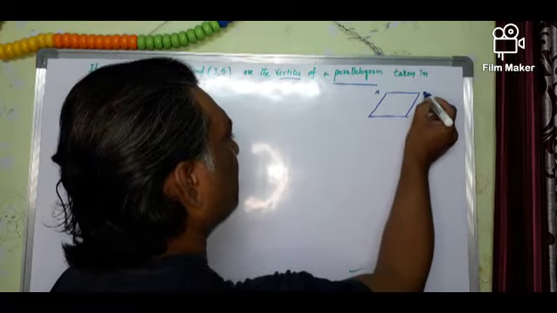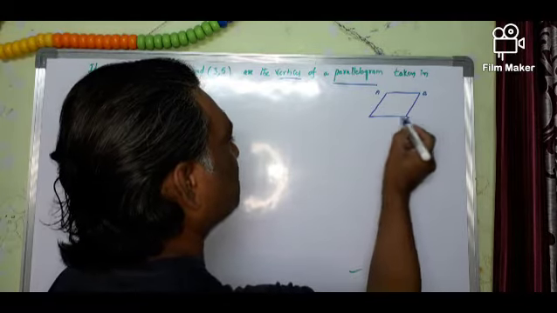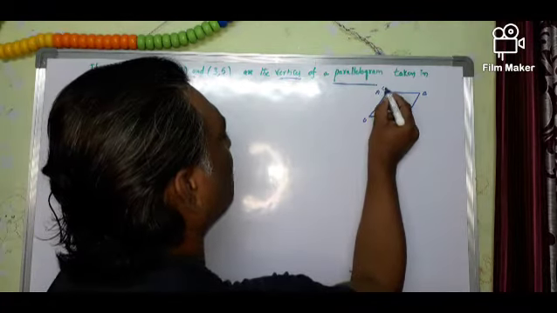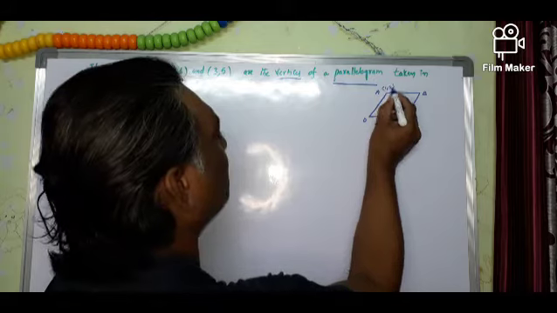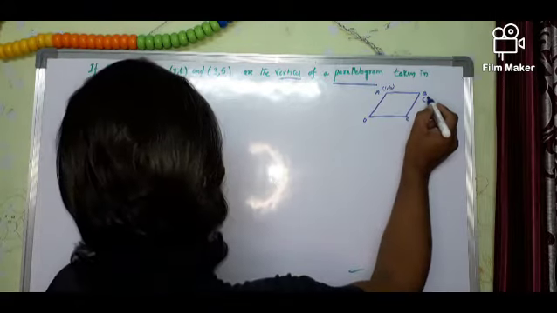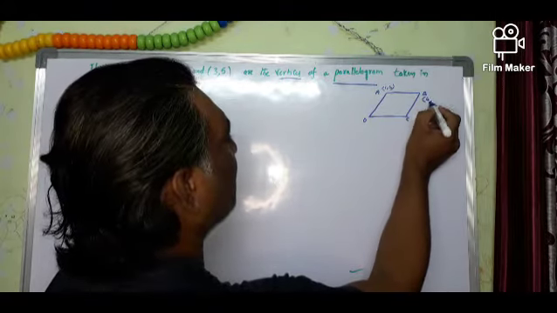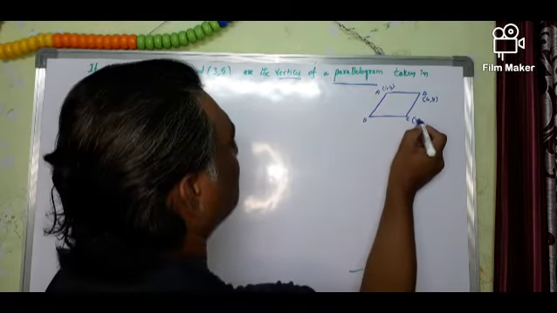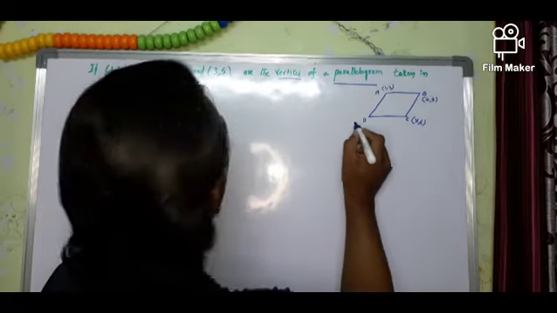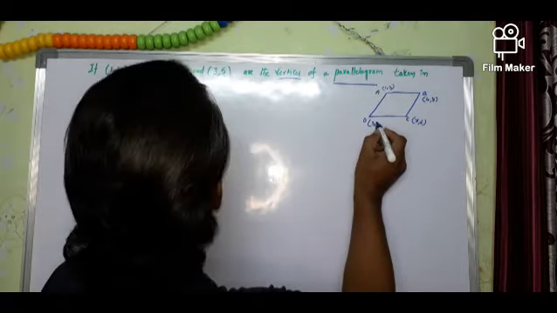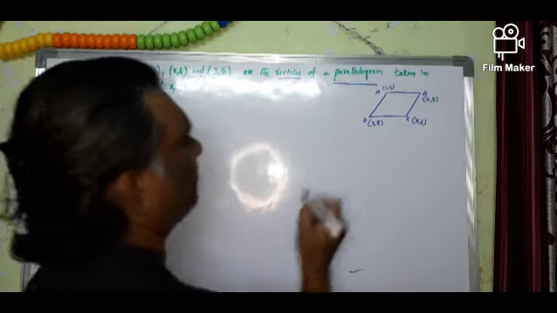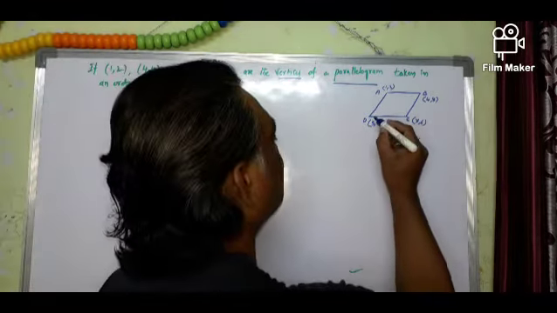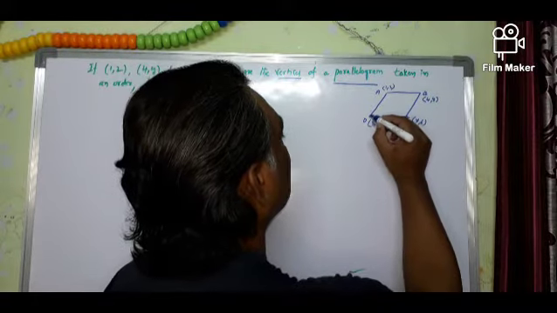A, B, C, D. A is (1, 2), B is (4, y), C is (x, 6), D is (3, 5). This is a parallelogram. Next we draw diagonals.